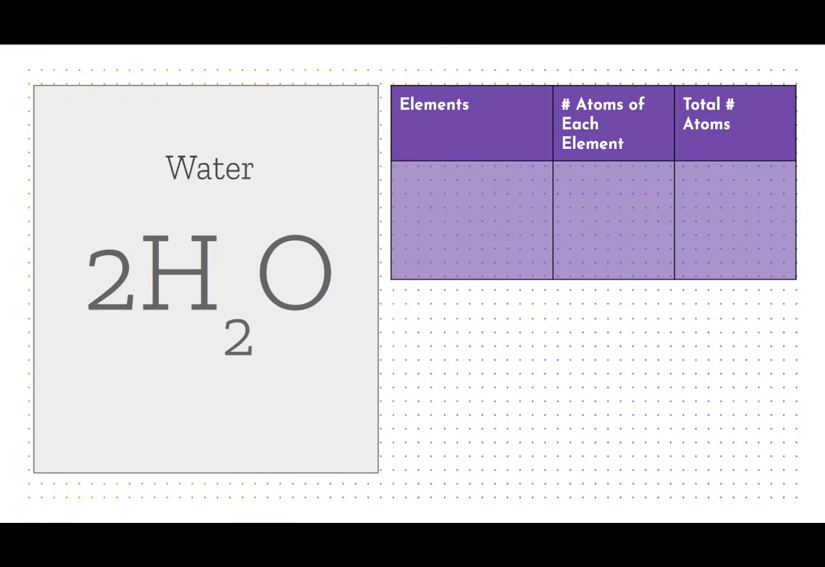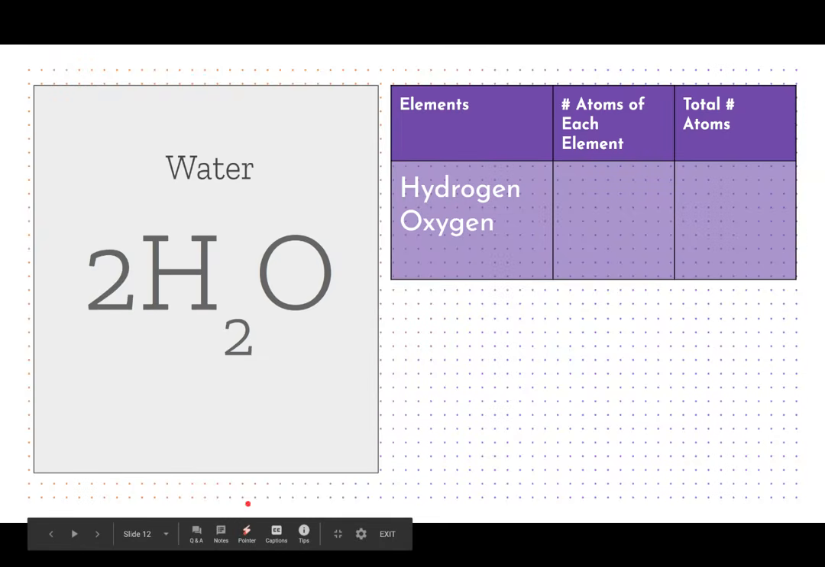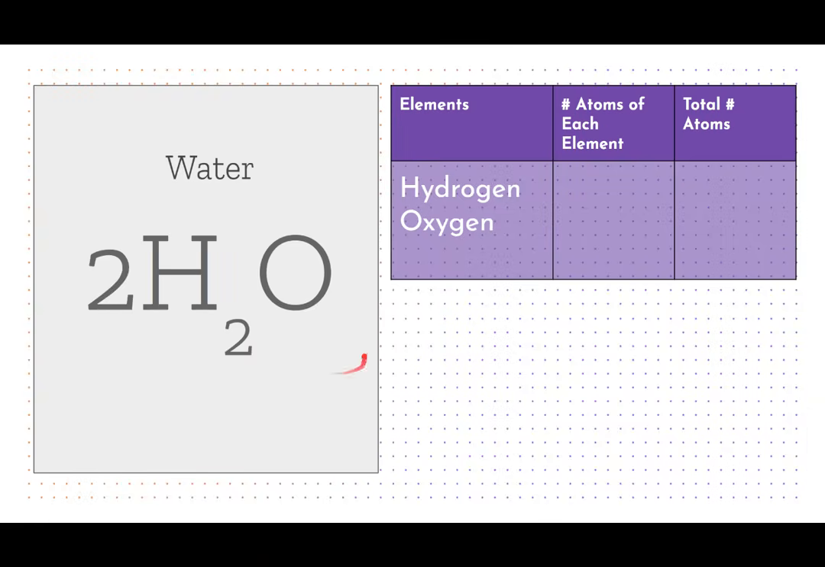First of all, we list our elements. Well, we have hydrogen and oxygen in our formula here. Those are the elements. So we have 2 elements total. Now we're going to look at the number of atoms of each of these elements. And that, remember, we look at the subscript first. So hydrogen has 2 here. Oxygen has 1, and then we multiply the subscript by the coefficient.